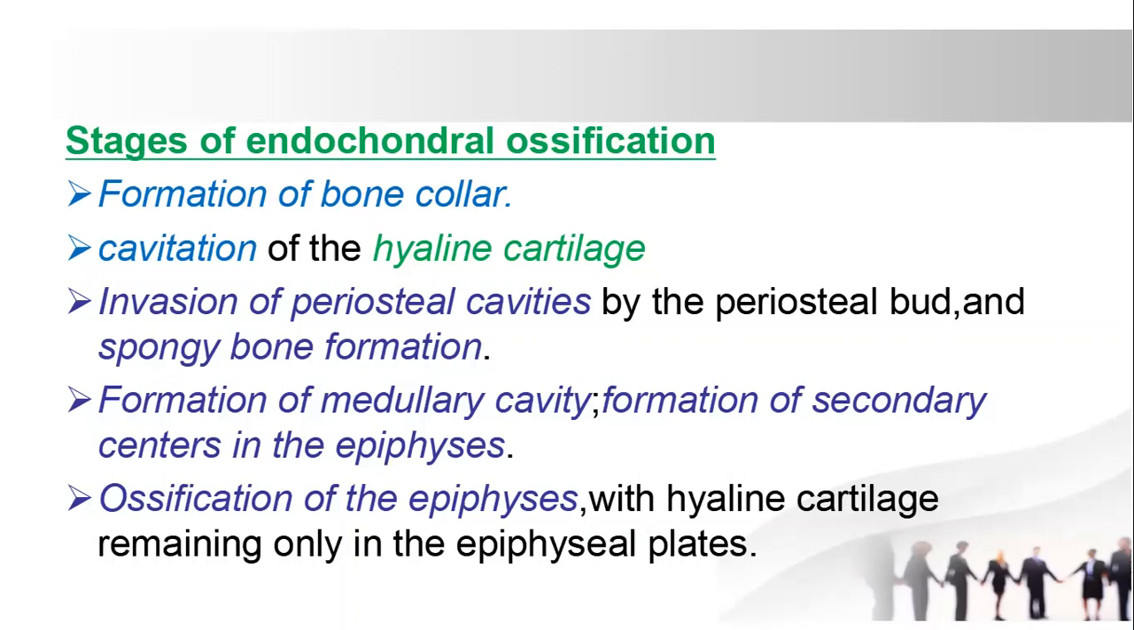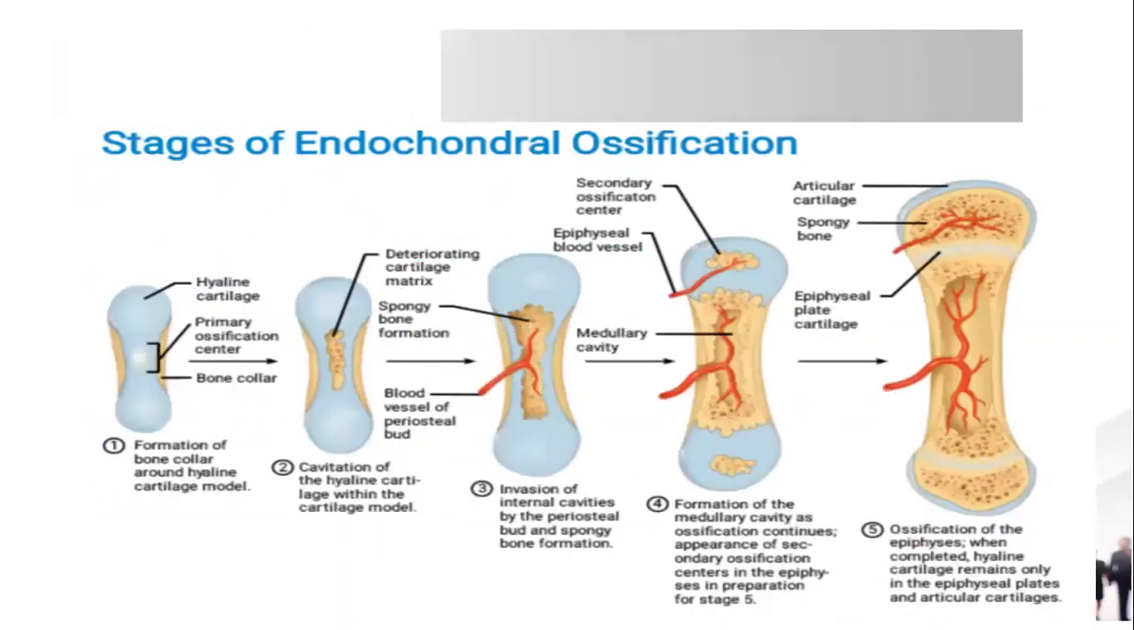We'll have a demonstration here, the diagrams to show the same. So we have the hyaline cartilage like this. Then we have a primary center of ossification right here. Then we have the bone collar right here also. And this is the first one, which is the formation of bone collar around the hyaline cartilage model. The second one, we have cavitation of the hyaline cartilage within the cartilage model.